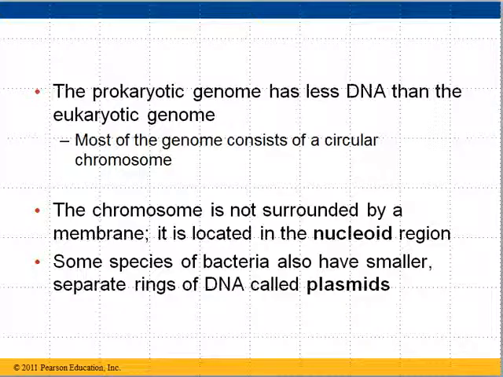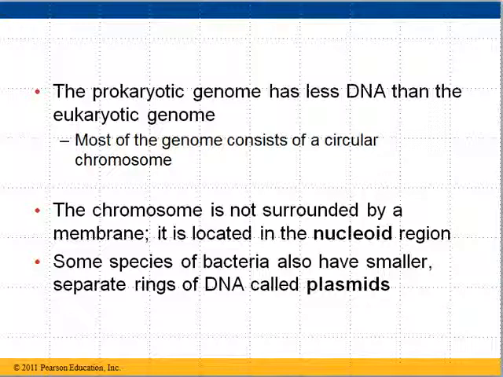If we look at the DNA of a prokaryotic creature, for the most part, the prokaryotic genome is smaller, has less DNA than a eukaryotic genome, and most of the genome consists of a single circular chromosome, as opposed to eukaryotic cells, which generally have multiple linear chromosomes. So the prokaryote usually has a single circular chromosome. Sometimes they also have some smaller pieces of DNA called plasmids, which I'll show you a picture of. The chromosome is not located inside its own membrane. It doesn't have a nucleus, but it is usually located in something called the nucleoid region of the cell.